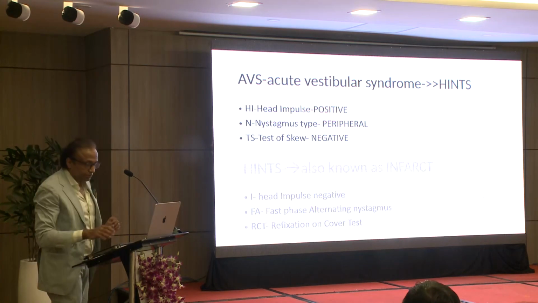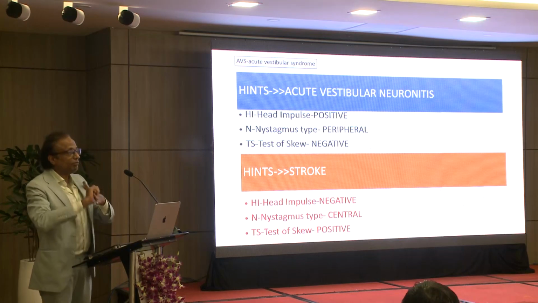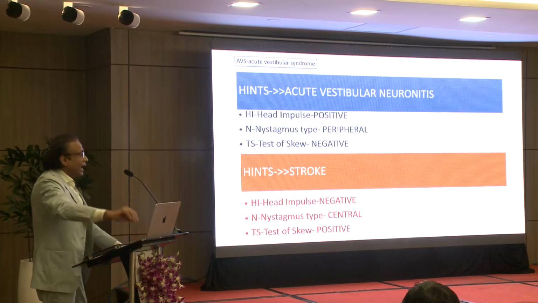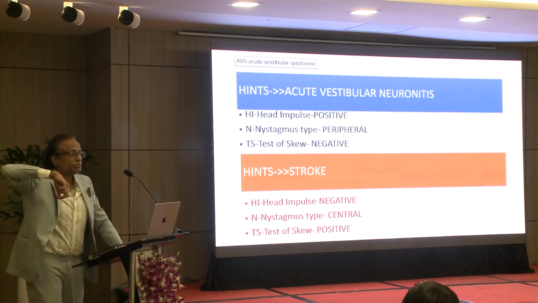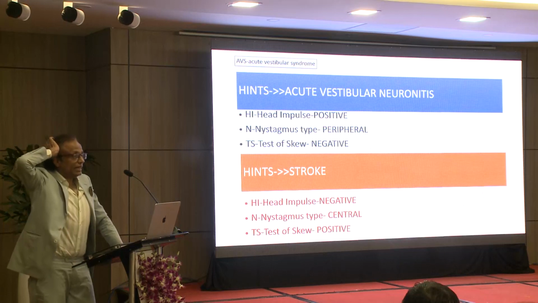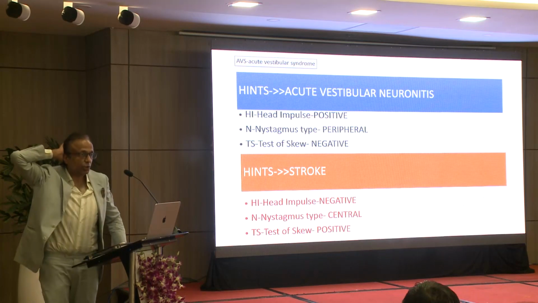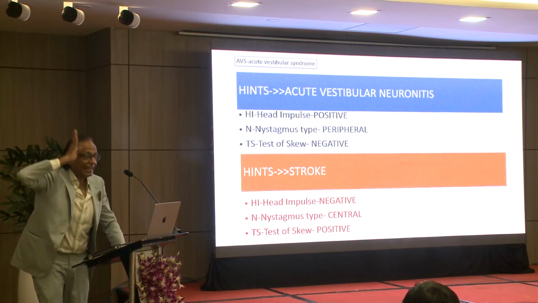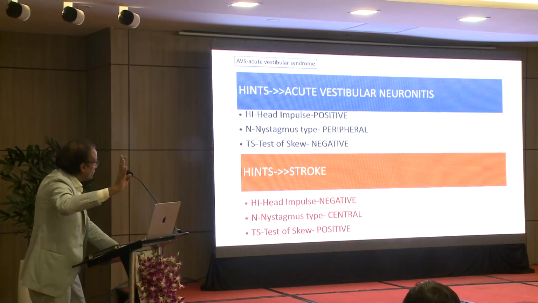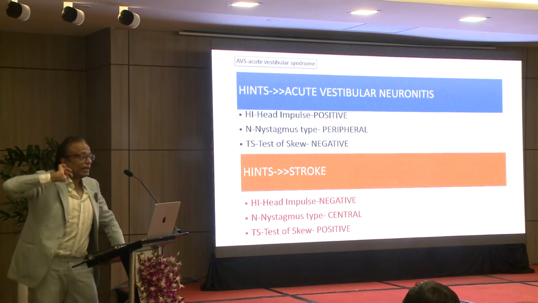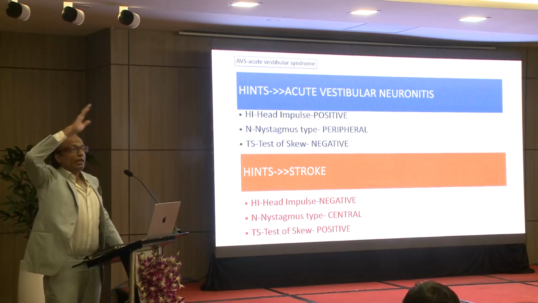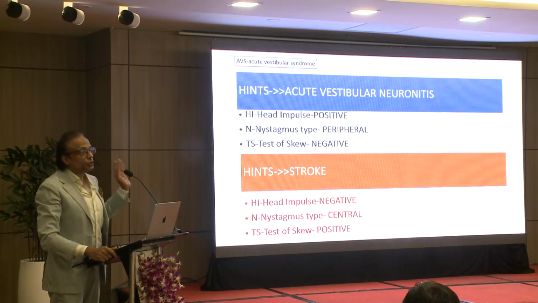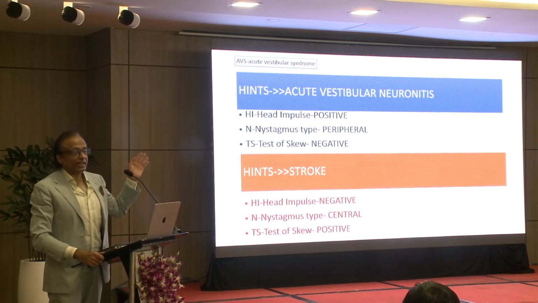Now, what does this mean? If the patient's head impulse is positive, and the nystagmus is of a peripheral nature, and the skew deviation is absent, you can be more than 99% certain that this is not a stroke and this is vestibular neuronitis. On the other hand, if you have a head impulse negative, nystagmus is of a central nature, and if there's a skew deviation, the amazing thing is, even if the MRI is negative, this patient has a stroke. This patient has a stroke, okay?